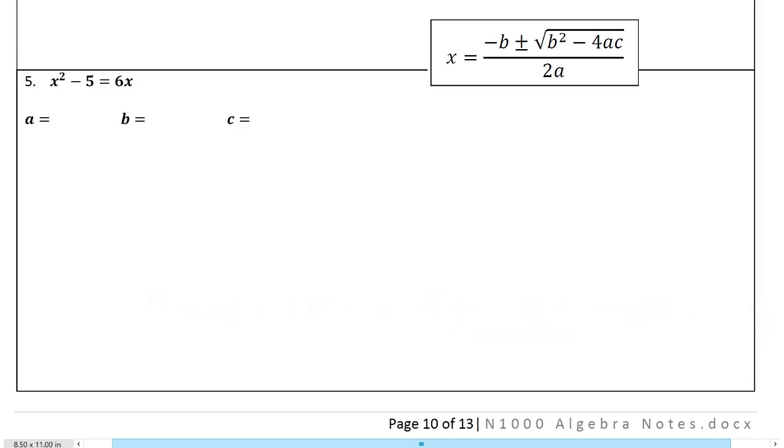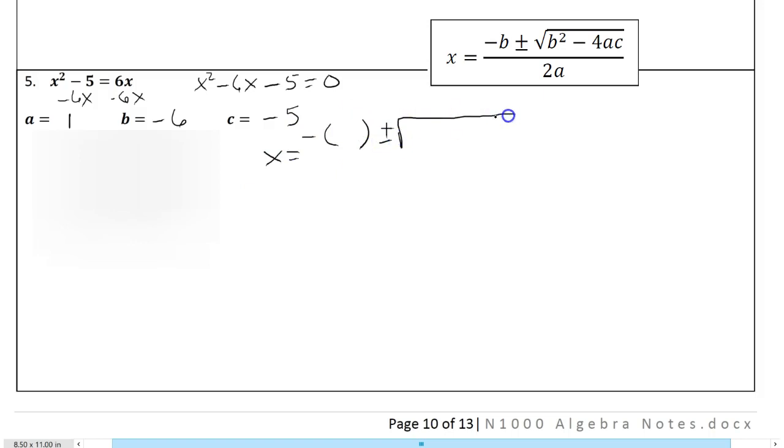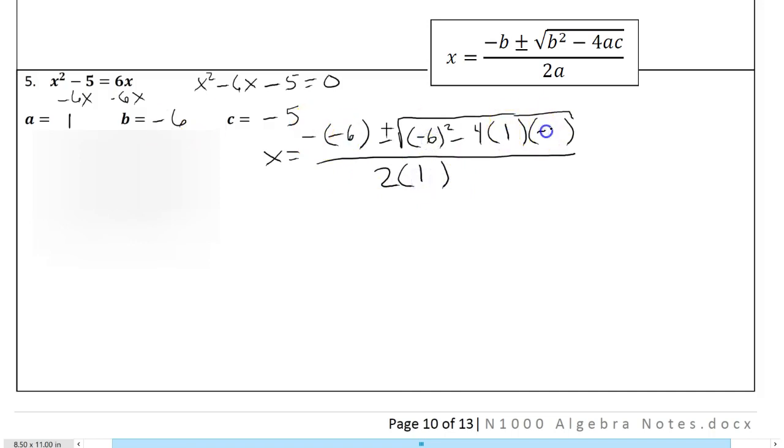Now that you have tried it, check your work. Start by subtracting 6x from both sides of the equation. X squared minus 6x minus 5 equals 0. A equals 1, B equals -6, C equals -5. X equals -b plus or minus the square root of b squared minus 4ac all over 2a. B equals -6, A equals 1, C equals -5.